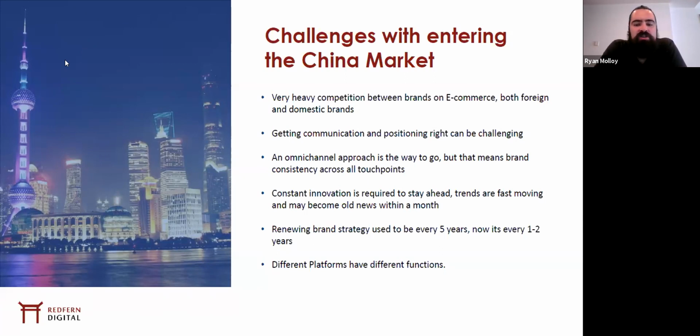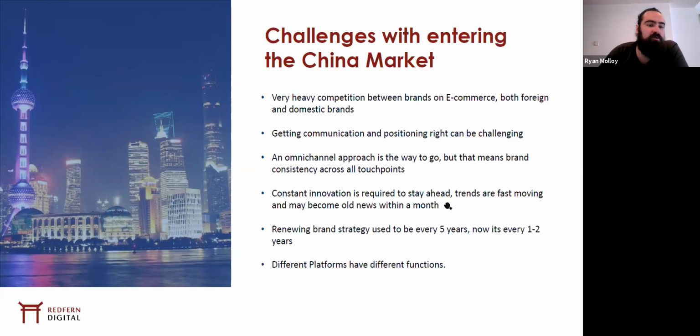And then renewing your brand strategy. It used to be every 5 years for brands, and now it's 1 to 2 years. And to be honest, I'd say now it's probably 6 months. Being able to take data and realize how trends are changing, and then apply that to what you're doing with your products is very important, because you can roll out a product in e-commerce within a couple of months, right? So I think that's an important thing.